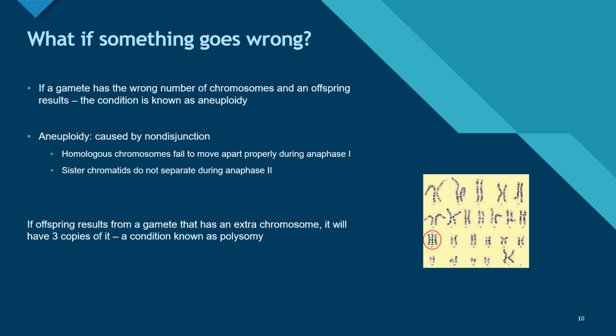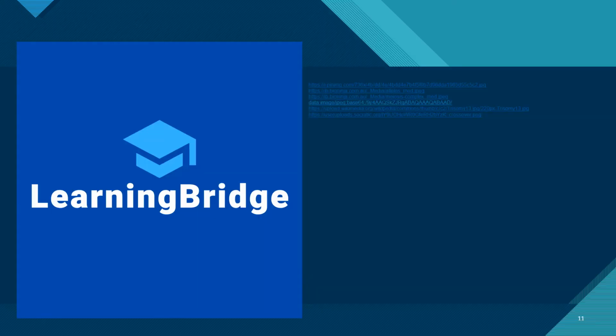So if the offspring results from a gamete that has an extra chromosome, it will have three copies of it, a condition known as polysomy. So we can see here in this diagram that every single one of these chromosomes is 2, 2, 2, 2, 2, 2, 2, 2, 2, 2, and then 3. So this child will be born with some sort of genetic defect. And there are lots of those. Some of them you can't really see, and other ones make a massive difference in the baby's life. So that's all for meiosis.